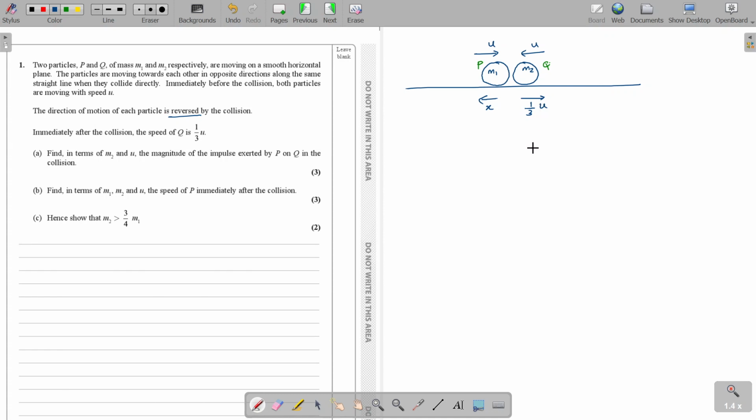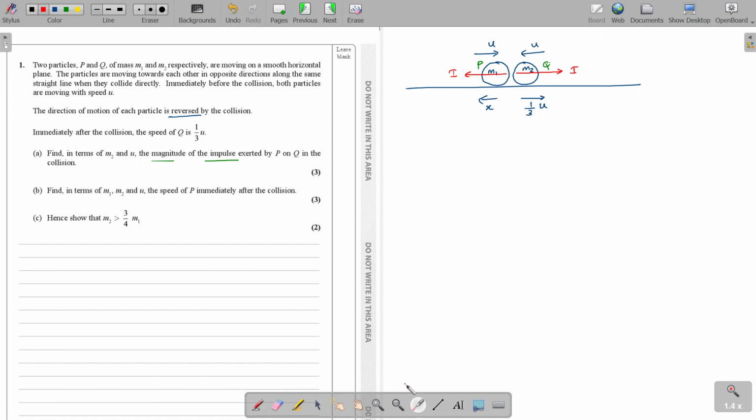Find in terms of M2 and u the magnitude of the impulse exerted by P on Q in the collision. So they want the magnitude of the impulse by P on Q. How does the impulse work when two particles collide? You create an instantaneous, equal and opposite force called the impulse. The impulse on P acts to the left while the impulse on Q acts to the right, and these two impulses are equal in magnitude and opposite in direction.